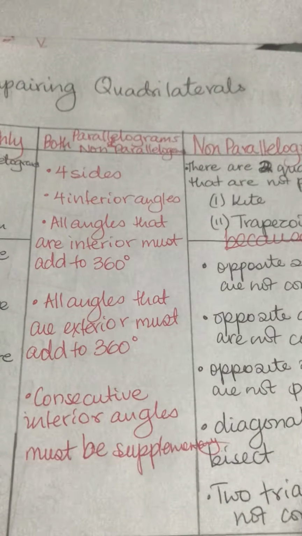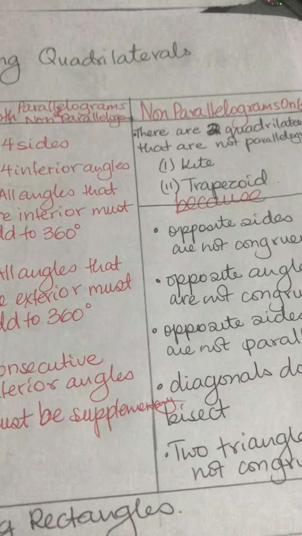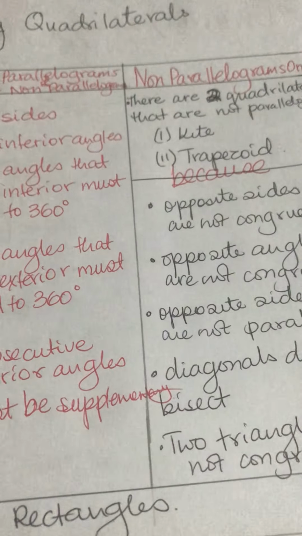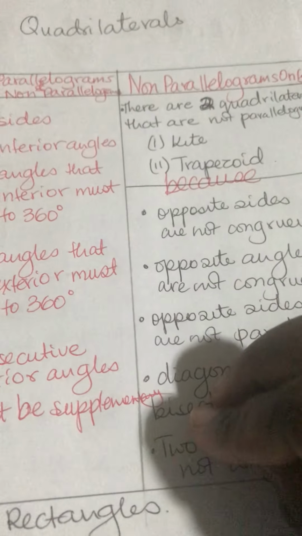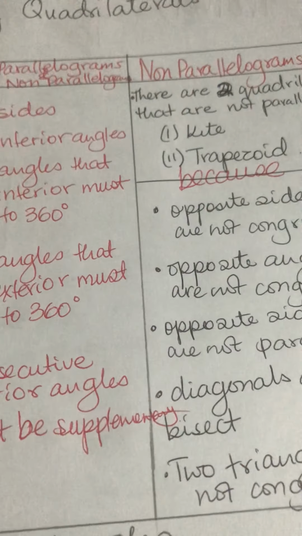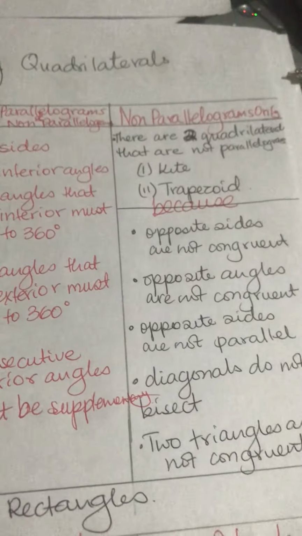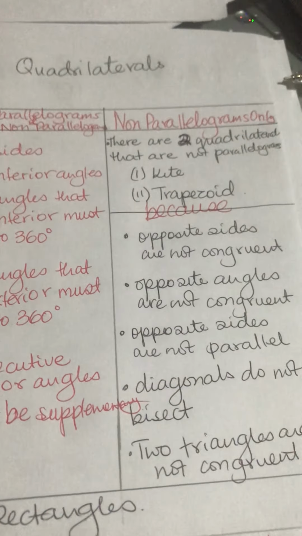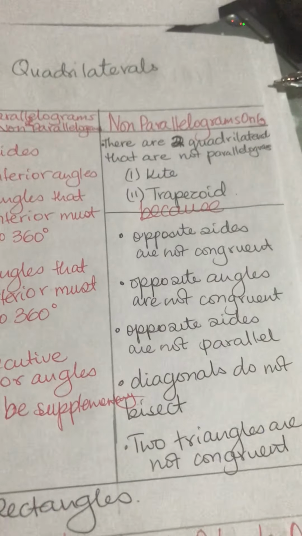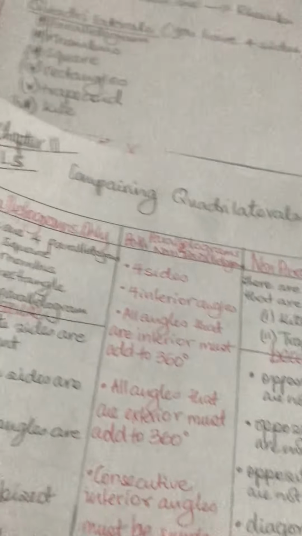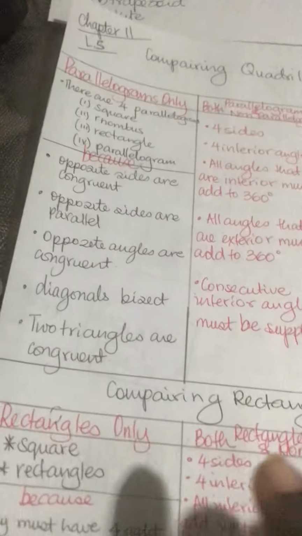Now, there's something special about quadrilaterals. It is the only polygon whose interior angles add up to 360 and also the exterior angles add up to 360. The only polygon where the number for the interior angle sum is the same number for the exterior angle sum. Okay? All right, we have finished comparing quadrilaterals.